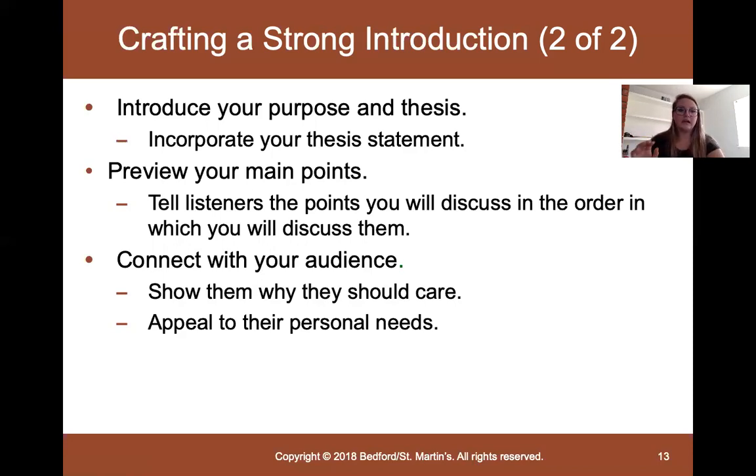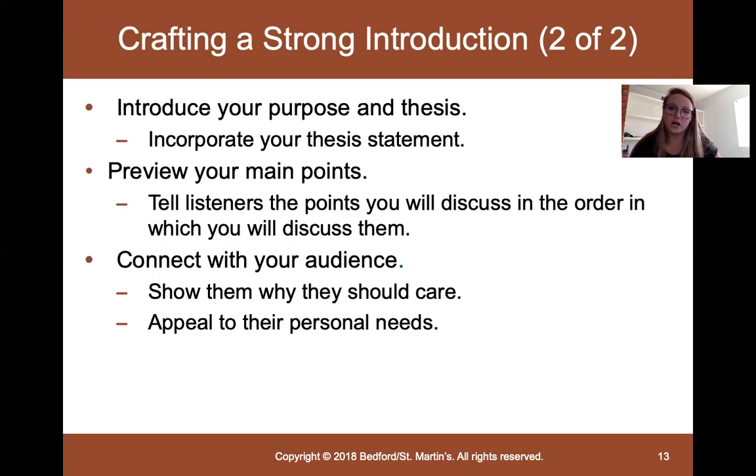Preview your main points. Tell the listeners what points you will discuss and in which order you will discuss them so they don't get confused. So you're going to go 1, 2, 3. So it's just clear for everybody, especially if you're choosing not to use a PowerPoint. That can get really confusing really quickly.